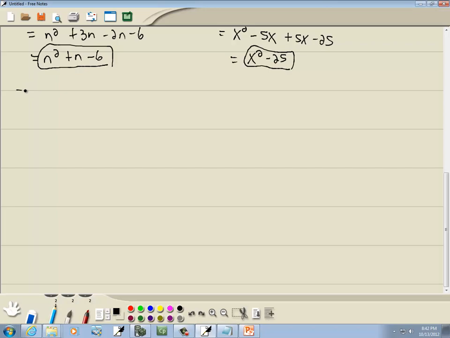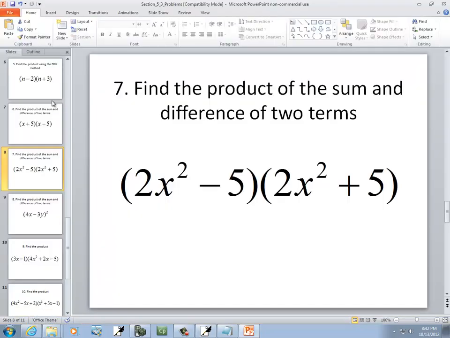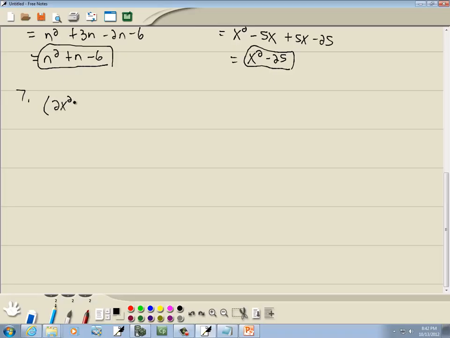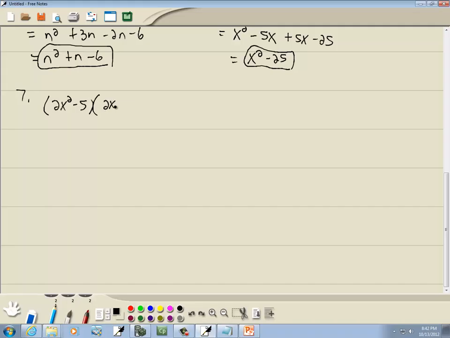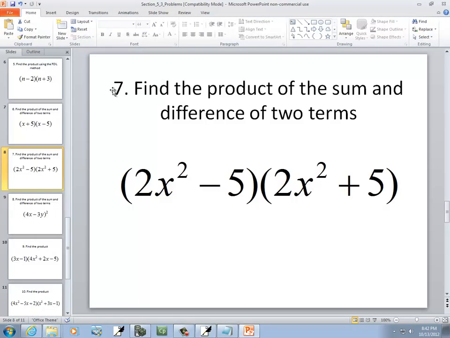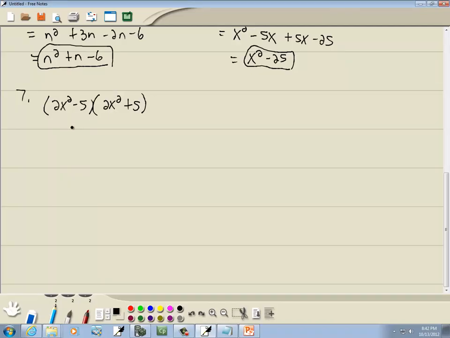Let's take a look at this one. We got 2x squared minus 5 times 2x squared plus 5. And it says find a product, sum, difference, two terms again. Well, look at this. 2x squared, 2x squared. 5, 5. Sign in the middle is different. These are conjugates. So all we have to do is multiply the first parts together. 2x squared times 2x squared. And the last parts, negative 5 times 5.